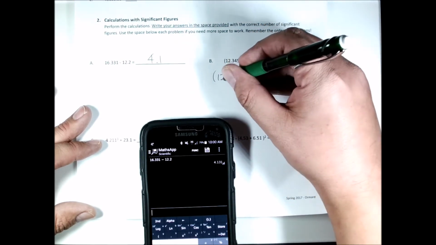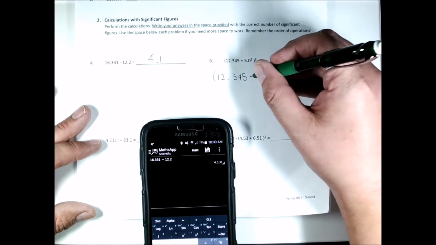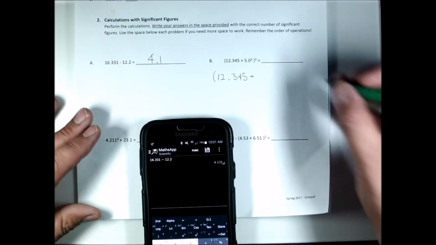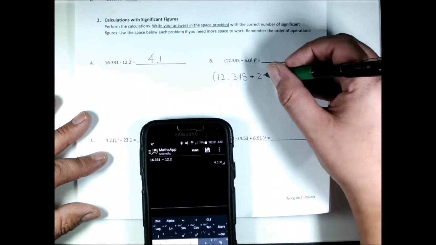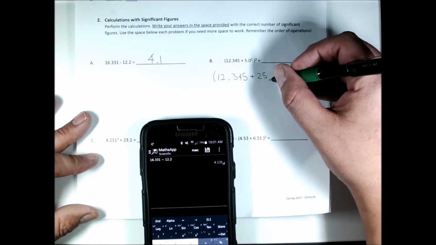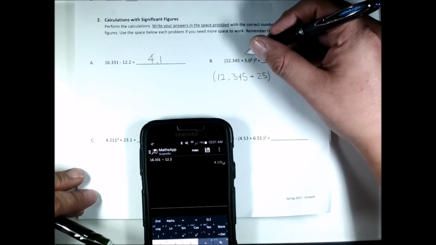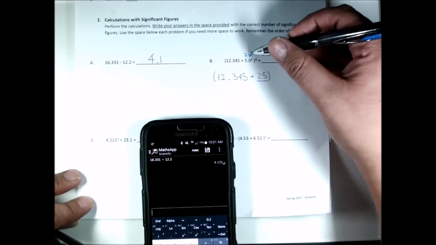So let me go ahead and rewrite this. So it's 12.345 plus 5 squared is what? 25. And how many significant figures should that number have? 2. Should have 2. Yep. When you're doing a square or anything to a power, you're technically doing a multiplication. So make sure you keep track of that. There should be 2 sig figs in this answer here because we had 2 here.